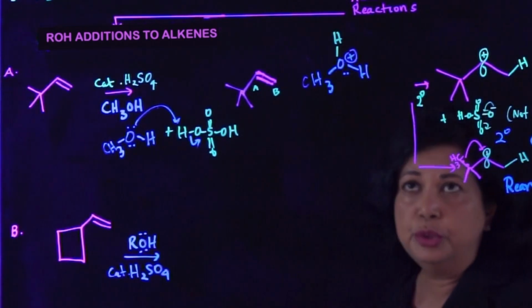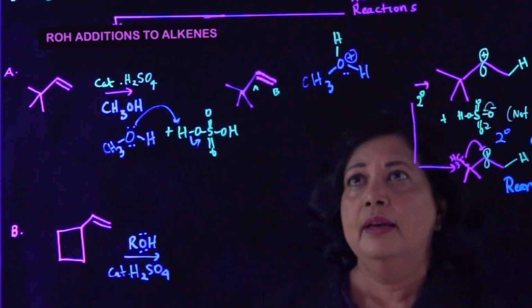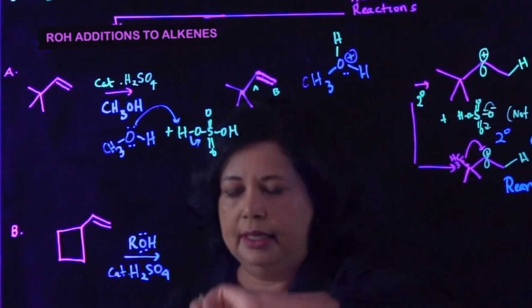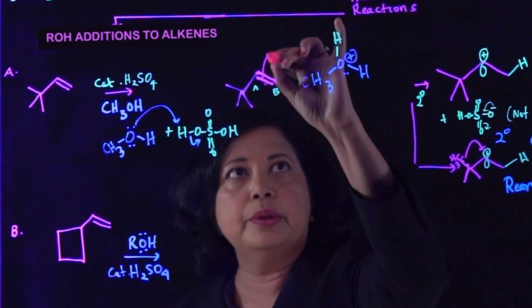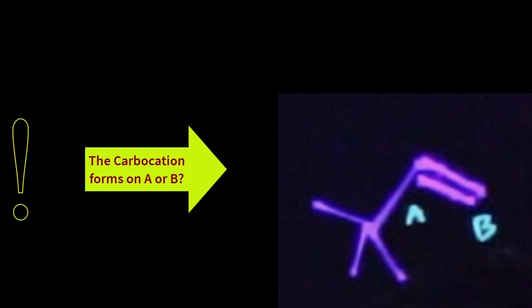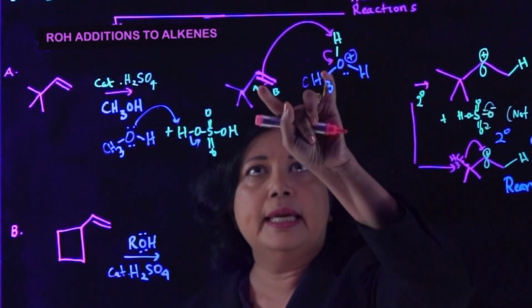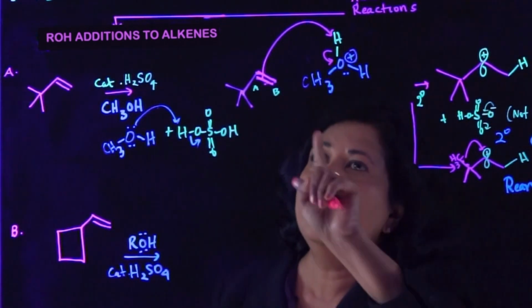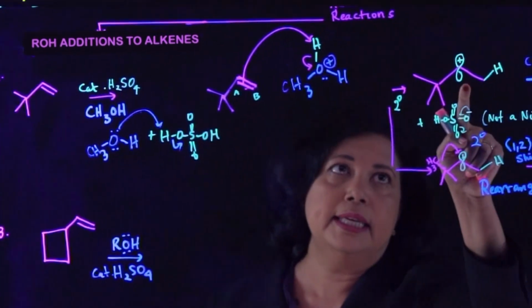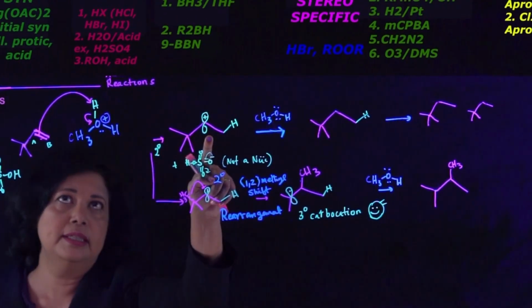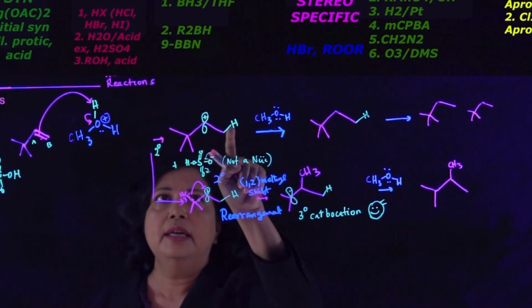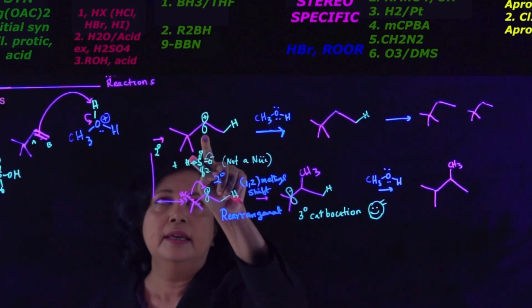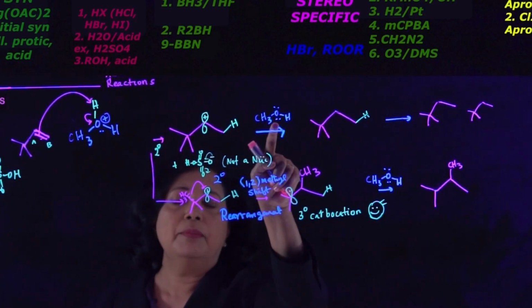pKa maybe less than 2, now, minus 2. All right, so this is going to grab that proton, and you would get a carbocation on A. That's right, not B, because that's secondary. Same mechanism, guys. So you have a hydrogen here and a carbocation. Now that is going to be attacked by methanol.